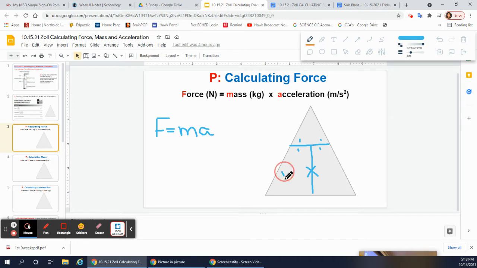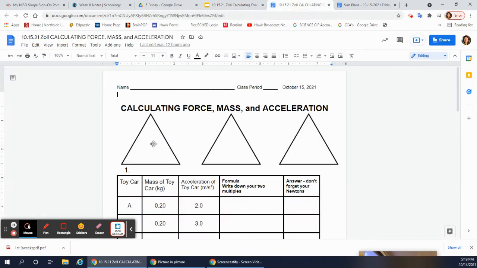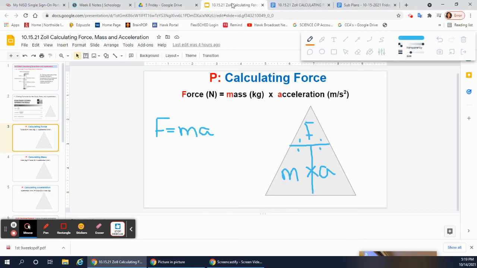Multiplication goes across, so we write mass times acceleration. The only place to put the F for force would be up top. So going to your paper, you would just fill out that triangle and write force equals mass times acceleration here. Set up the triangle again. We're going to make a formula for mass, so let's do that on the next slide.